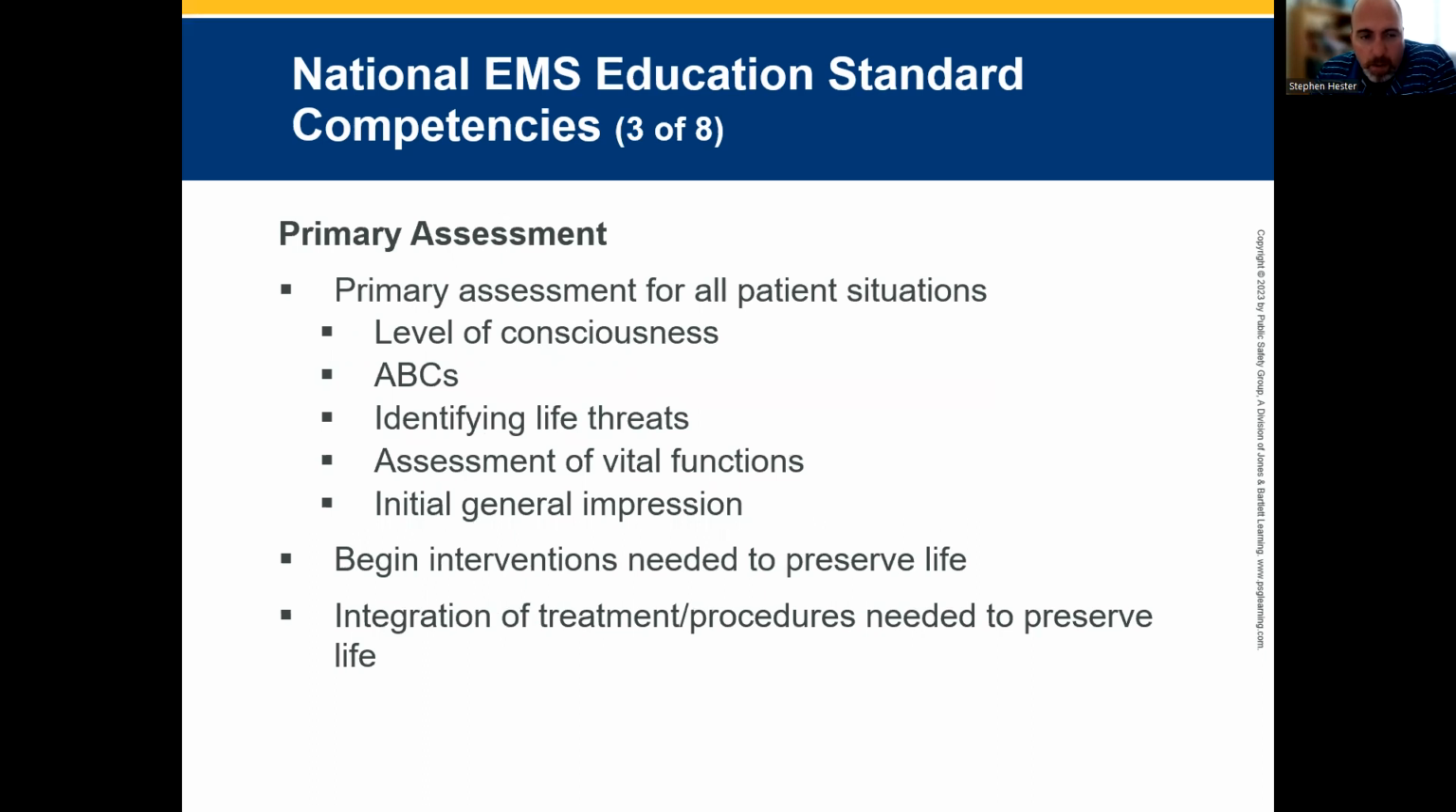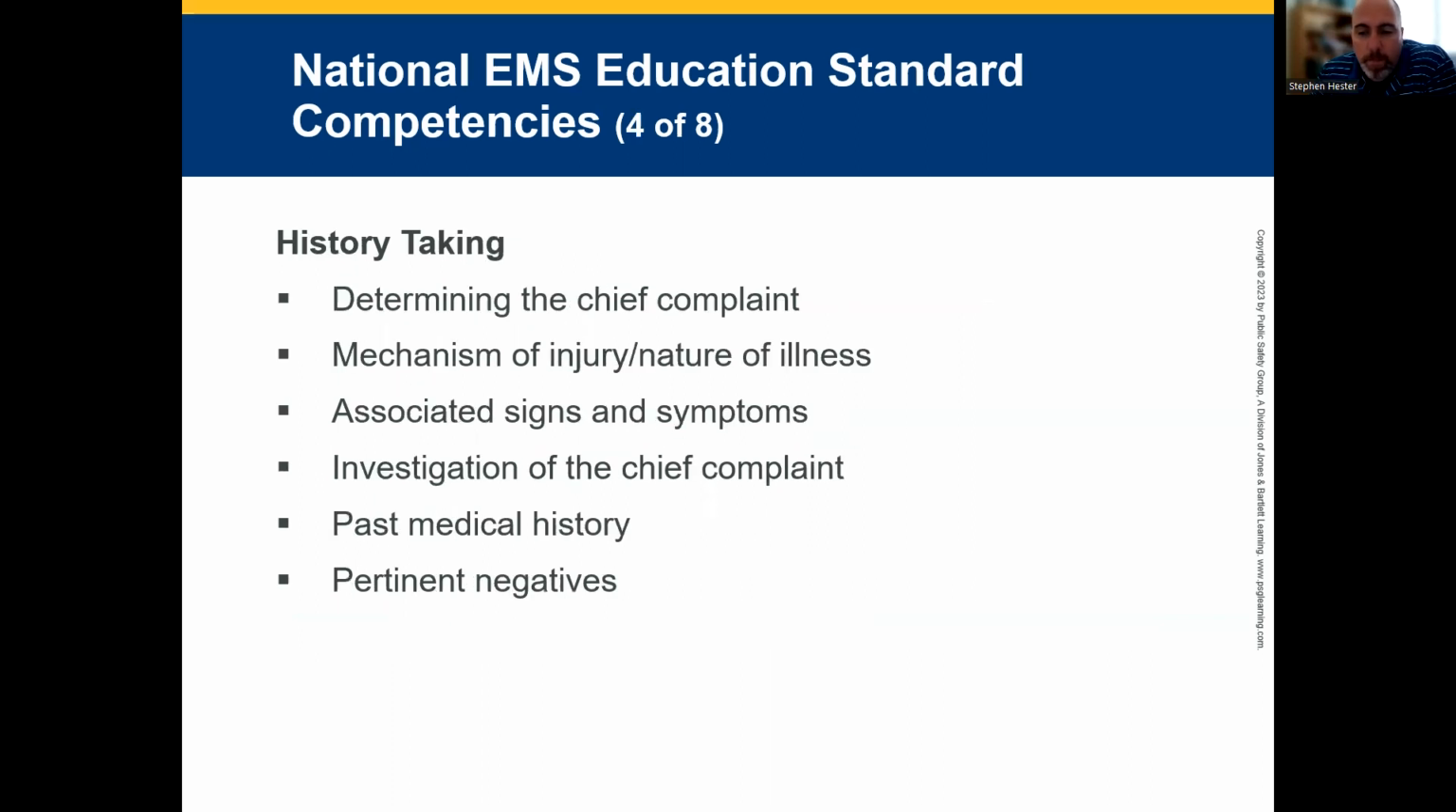All right, your primary assessment is going to be your level of consciousness to include your ABCs. Something you'll learn on the trauma side is that we'll take care of X, which is exsanguinating bleeding, and then we'll take care of the ABCs after that. Okay, but this is medical for right now. So level of consciousness, AFPU, GCS, identify life threats, assessment of vital functions, initial general impression, and then begin interventions needed to preserve life, integrate treatment procedures needed to preserve life.